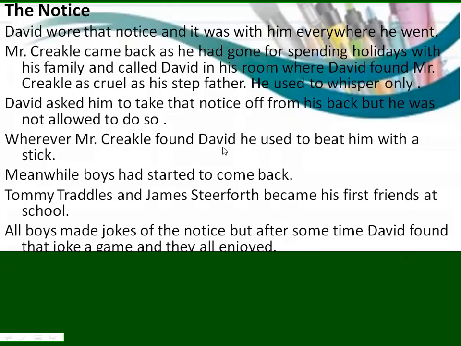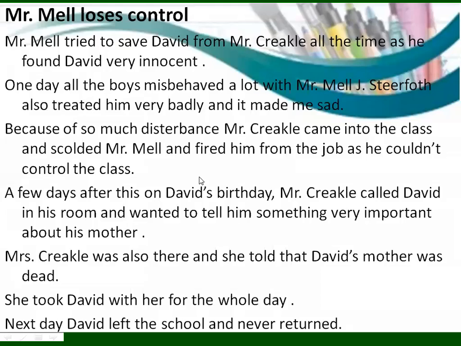from the side of David. Now the third chapter of this lesson number 2 was Mr. Mel loses control when all the boys were making so much noise in the class. So Mr. Mel lost control and he was also dismissed. Mr. Mel tried to save David from Mr. Creakle all the time, as he found David very innocent, because he was a very innocent and fearful child. He was frightened of everybody because he was not having very good behavior from the gentlemen.